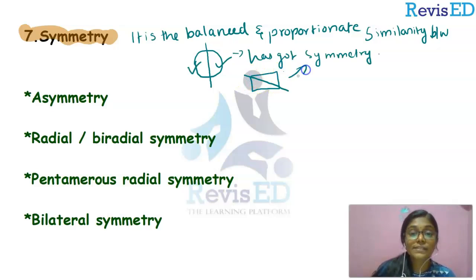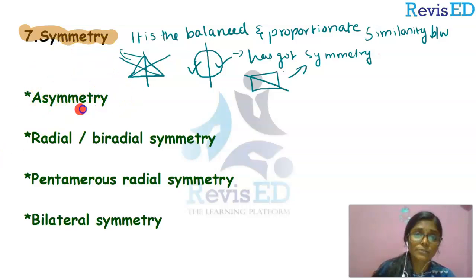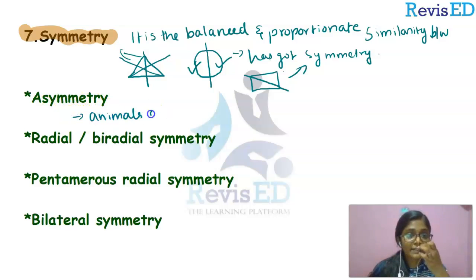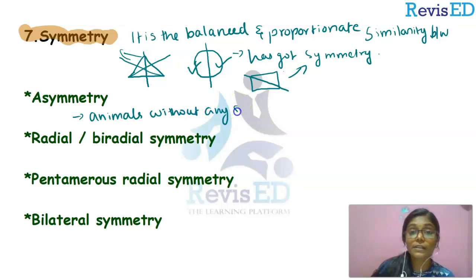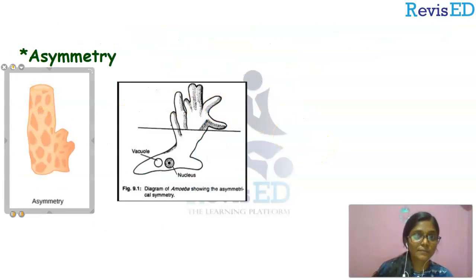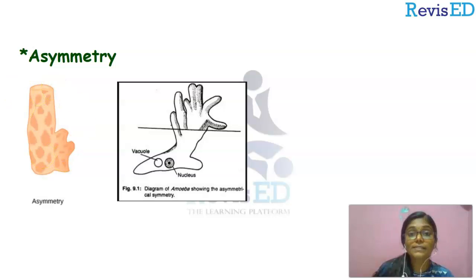So, as you can see in the picture, the round thing is cut into 2 equal halves, and the rectangular one is also cut into 2 equal halves. The triangle is also cut into 2 equal halves through several planes, right? And we have several categories of symmetries here, and the first one is asymmetry. What does that mean? Asymmetry means animals without any symmetry, no symmetry. The second is radial or biradial symmetry, then pentamerous radial symmetry and bilateral symmetry. First, we will look at what is asymmetry.